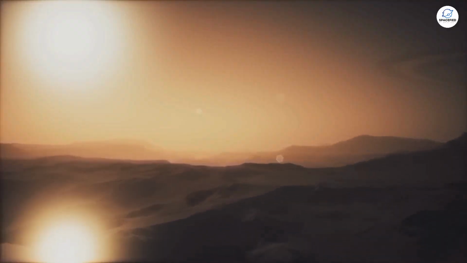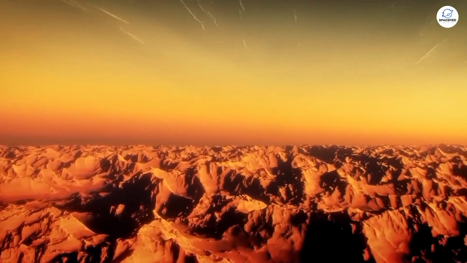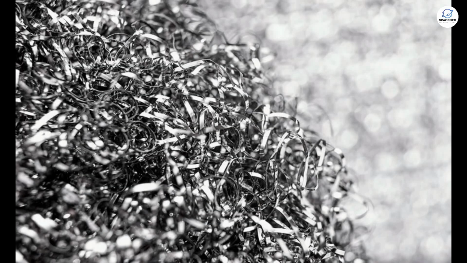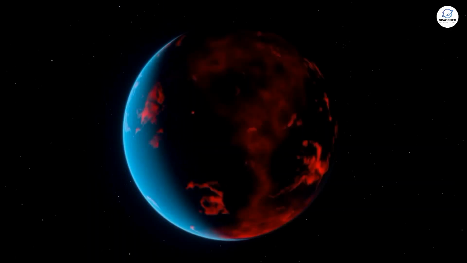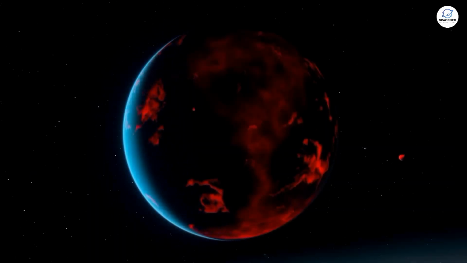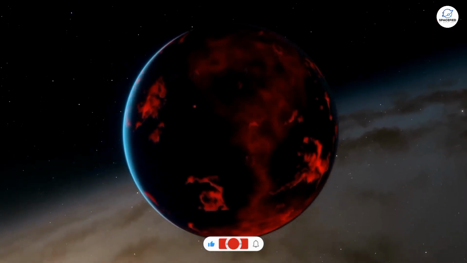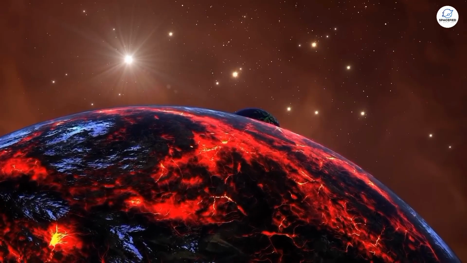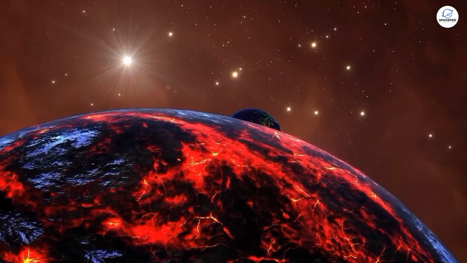Recent studies suggest that WASP-76b may have absorbed a smaller, rocky planet like Mercury, which could explain the unusually high levels of nickel in its atmosphere. It's a wild thought, planets eating planets. But in the chaotic dance of the cosmos, anything can happen. Let's take a break from the fiery extremes of ultra-hot planets and talk about something a bit more orderly.